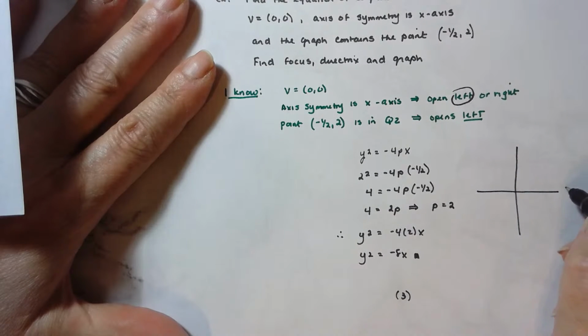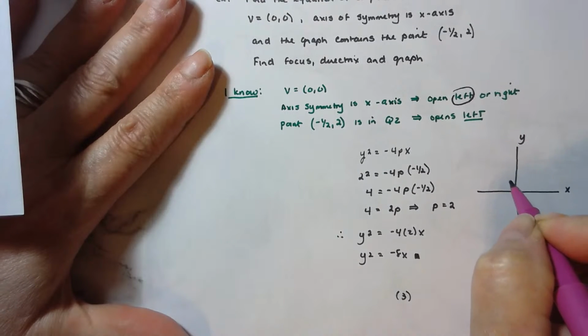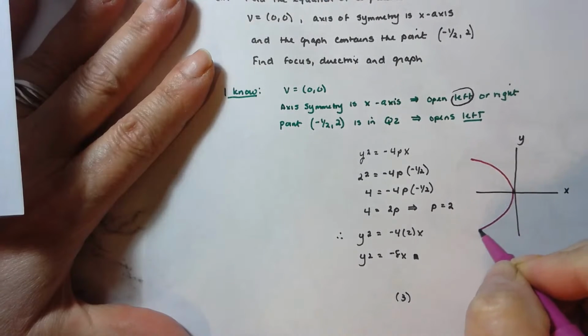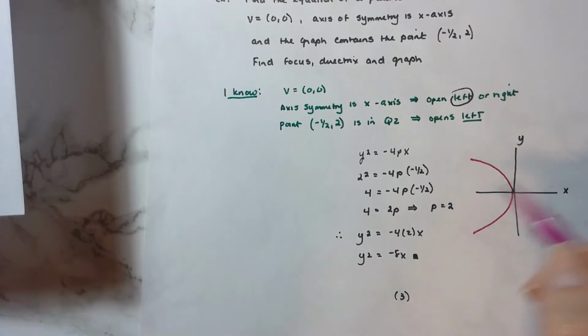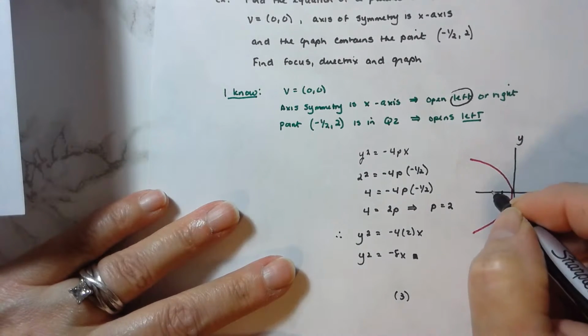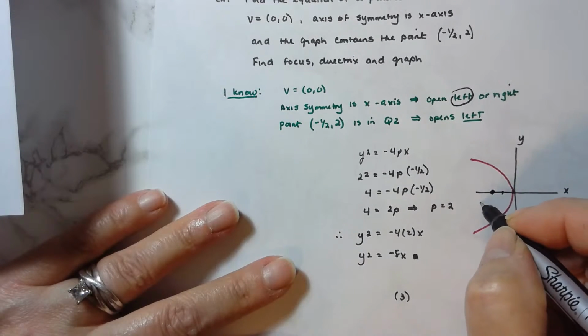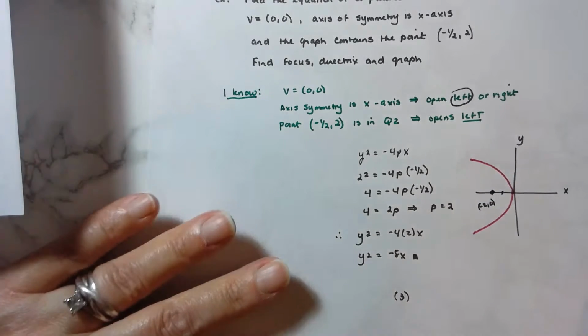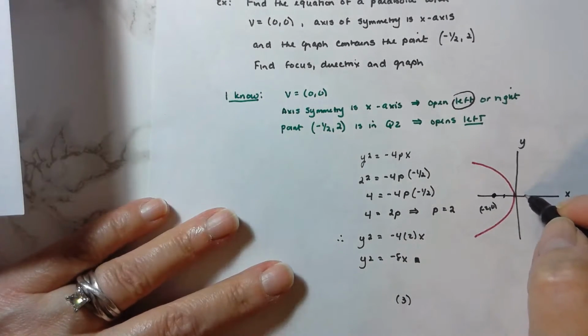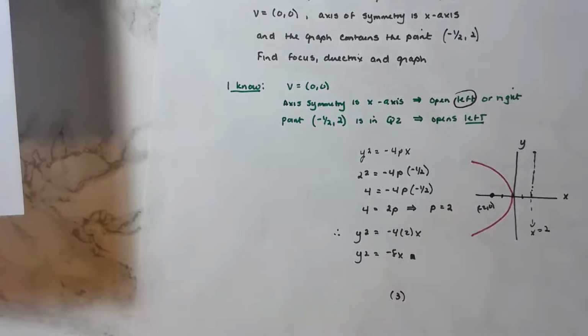So here's the x and y axis. My vertex is at 0, 0. This thing opens to the left, right? Now, this p-value of 2 is very important. Why? Because I know the focus is p units from the vertex. So my focus here is at the point negative 2, 0. And my directrix has to be equidistant from the vertex. And it's going to be the vertical line x equals 2. You see how that works?